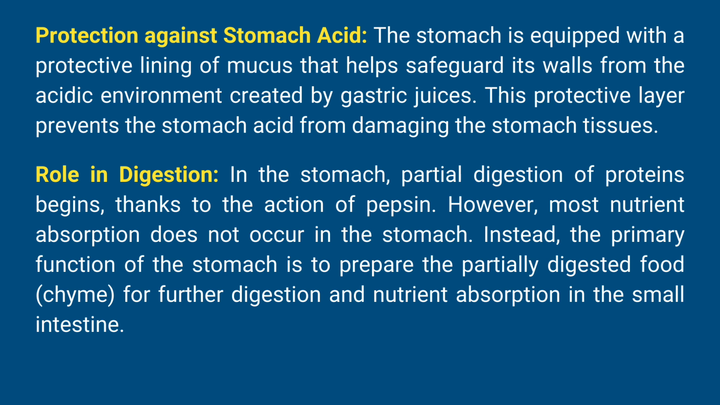Protection against stomach acid. The stomach is equipped with a protective lining of mucus that helps safeguard its walls from the acidic environment created by gastric juices. This protective layer prevents the stomach acid from damaging the stomach tissues.